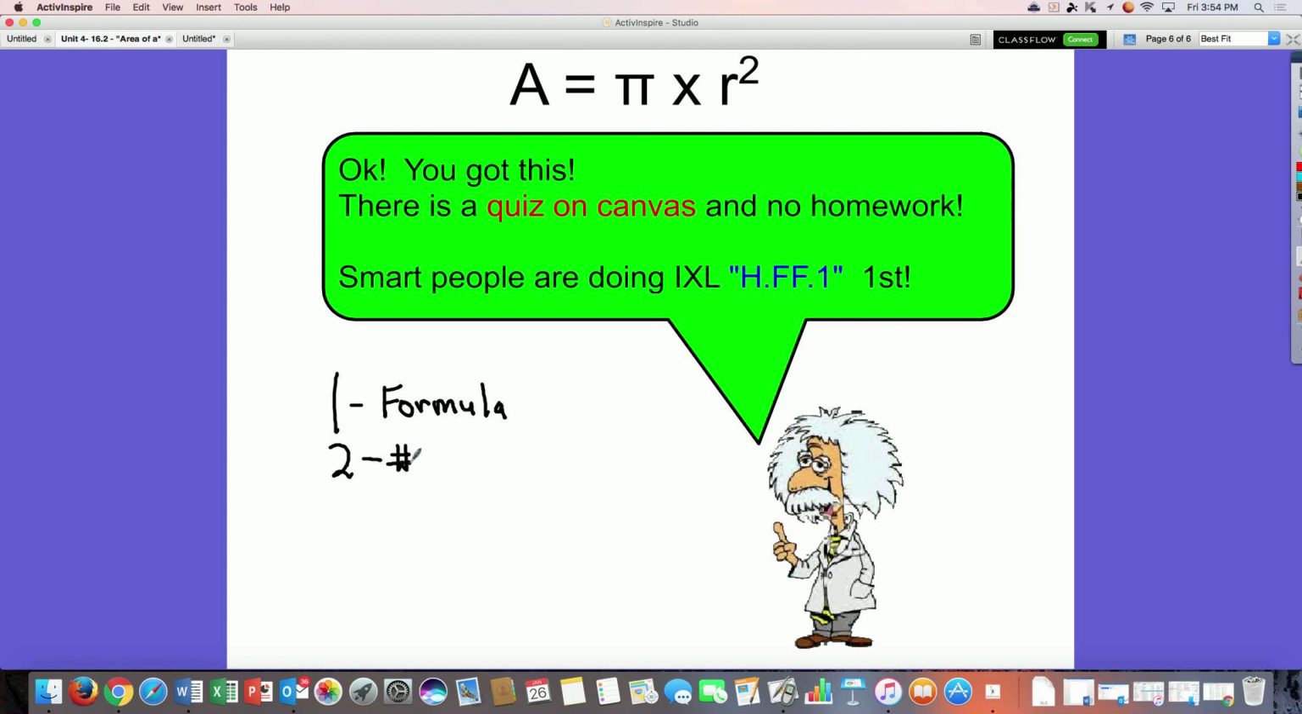Here's where they try and trick you. Don't let him fool you with the radius and the diameter. And number 3, just type it in your calculator. You got it.